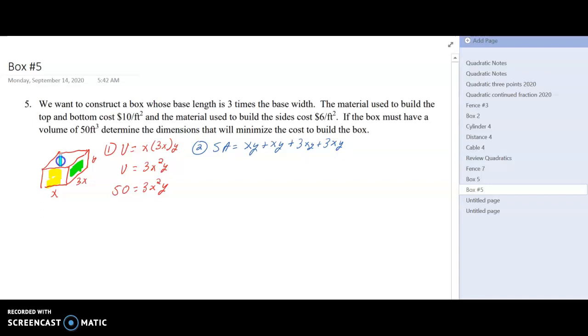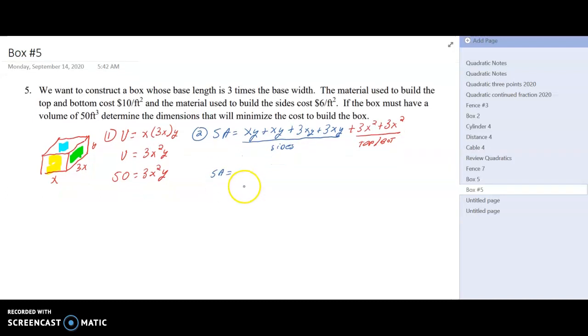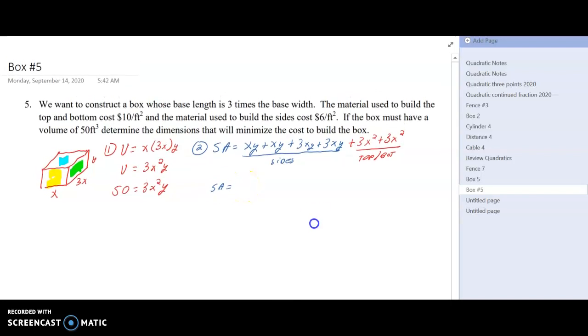And then in blue here, we got the top, and the top of that box is going to be 3x times x, so it's 3x squared. And there's a top and the bottom. The reason I did this in red is this is the top and the bottom. It is a different cost than the sides. So in blue I got the sides, and then the red is the top and the bottom. So if you do a little math here, when you add these up, you got 8xy plus 6x squared.